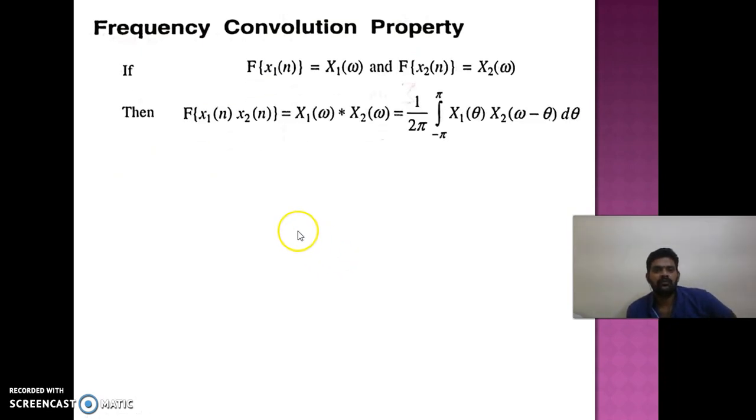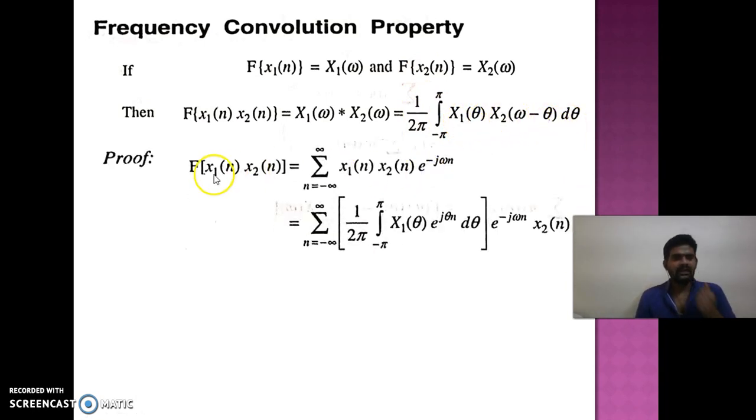Next, the frequency convolution property, or multiplication property. In other words, you can say the multiplication property: multiplication in the time domain results in convolution in the frequency domain, or convolution in the frequency domain results in multiplication in the time domain. Here I am interested in solving by taking the inverse of a DTFT function. The Fourier transform of x1 of t times x2 of t is 1 by 2 pi times the integral from minus pi to plus pi of X1 of theta times X2 of omega minus theta d theta.